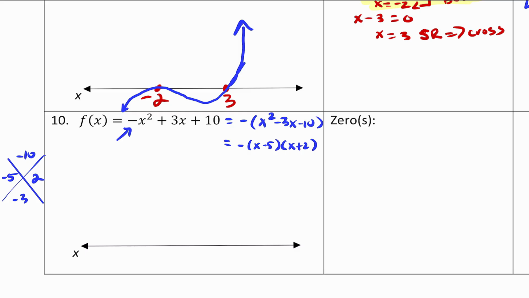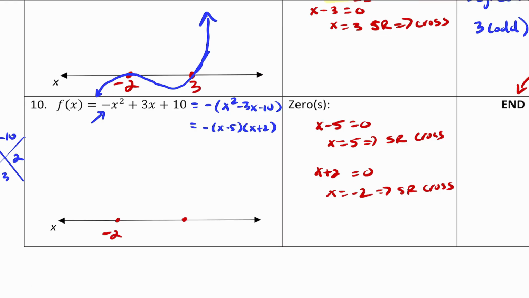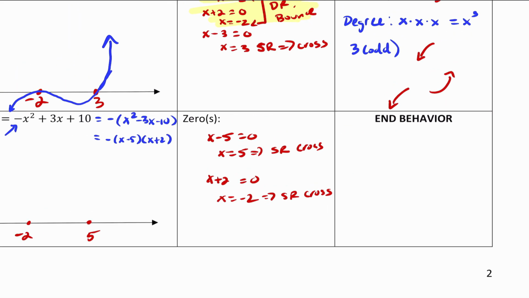Okay? So, here we go. I have x minus 5 equals 0, x plus 2 equals 0. So x equals 5 and x equals -2. So, that's a single root, and this is a single root. So we're going to cross each time. We don't have a double root, so we're going to cross each time. Okay? So, -2, +5. Let's figure out our end behavior.